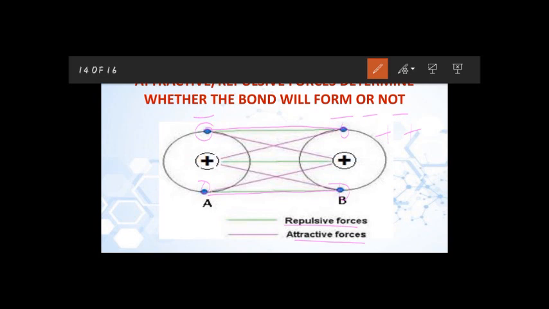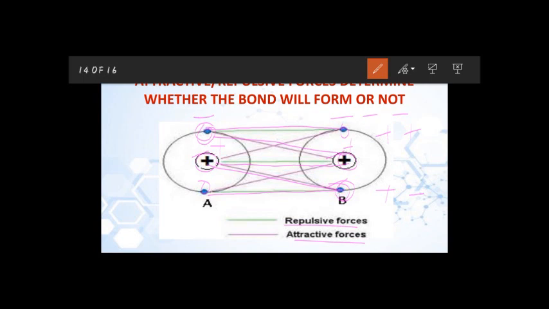Similarly, there is another set of repulsive forces between the nuclei of these two atoms, right? Both have positive charges, so these two positive charges will repel each other, right? But at the same time, there is a type of attraction between oppositely charged subatomic particles, that is between the electron of one atom and the nucleus of another atom. Similarly, the electron of the other atom and the nucleus of the first atom.